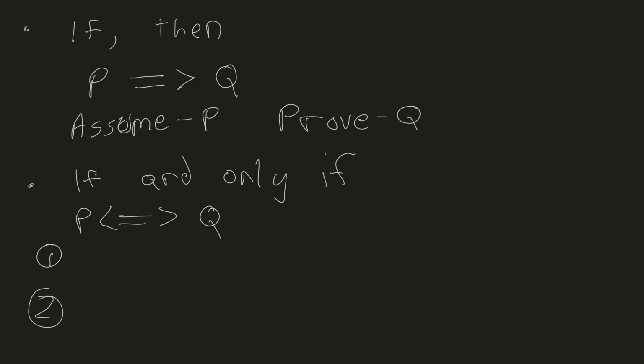We should first prove this direction, and then prove this direction. So in the first step, we'll be assuming P and proving Q. In the second step, we'll be assuming Q and proving P. Mostly in if and only if statements, one of the steps will be really easy and the second step will be the more complicated one.